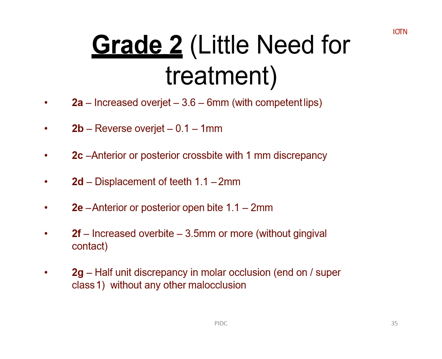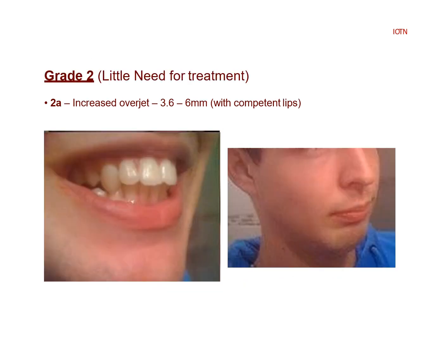Now grade 2 is subdivided into a lot. Under grade 2, there is little need for treatment. They have classified which malocclusion and how much it should be to come under grade 2. So 2A means there is an overjet of about 3.6 to 6 mm, but the lips are still competent. So the overjet is not that much where there is a severely gummy smile or gum exposure.